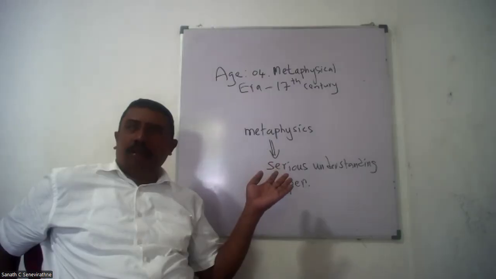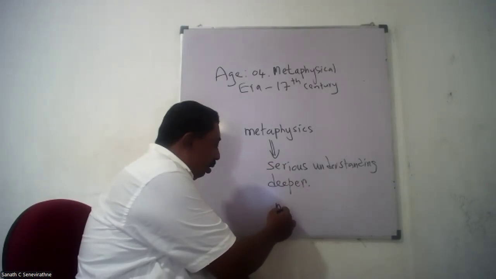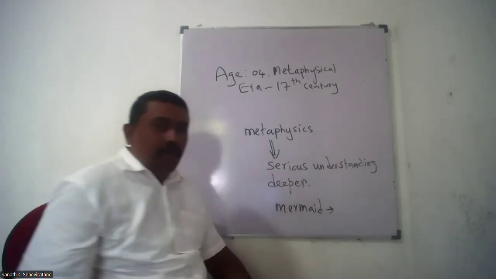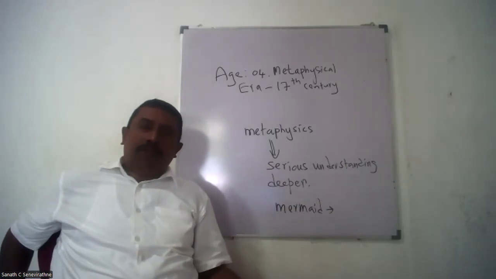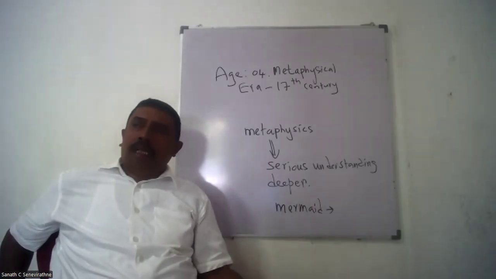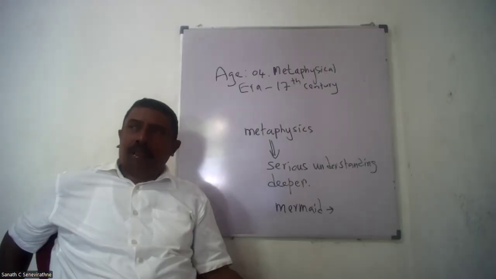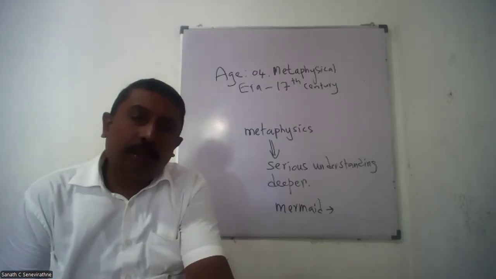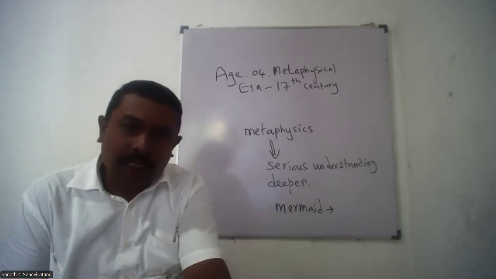Right? Now, earlier in England, there were beliefs about mermaid. Mermaid means upper side girl, lower side fish creature that sings on beaches at night. Have you heard? Yes. Okay. They believed. But these metaphysical poets challenged them.